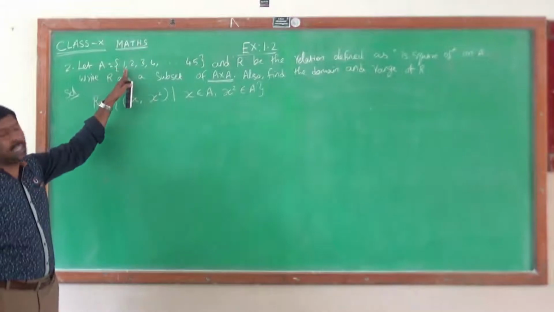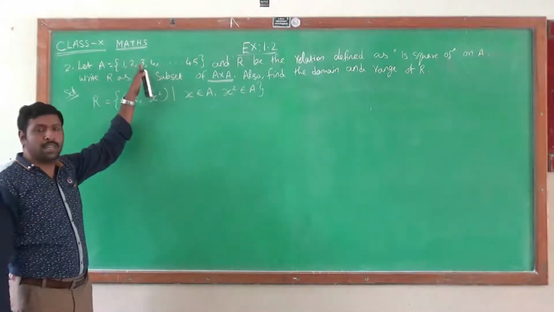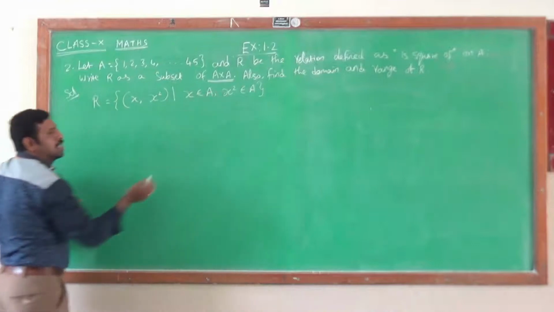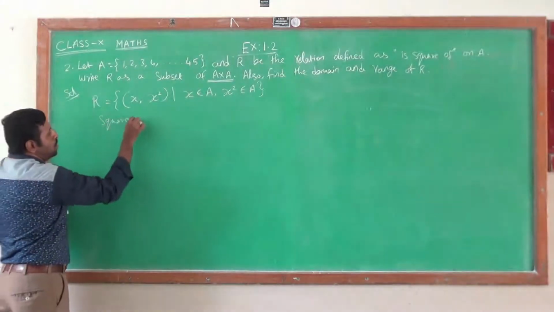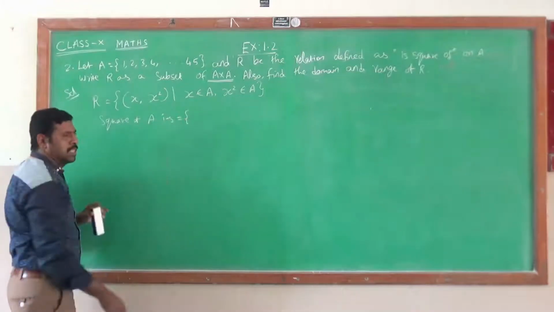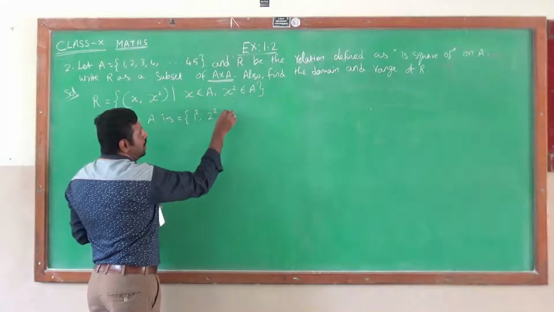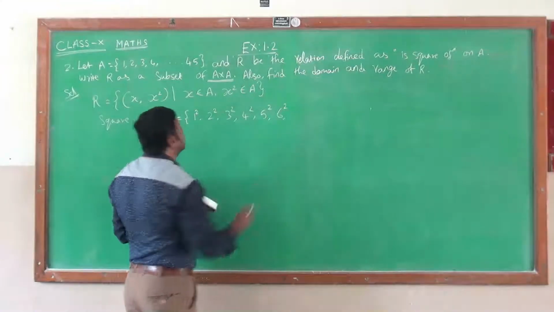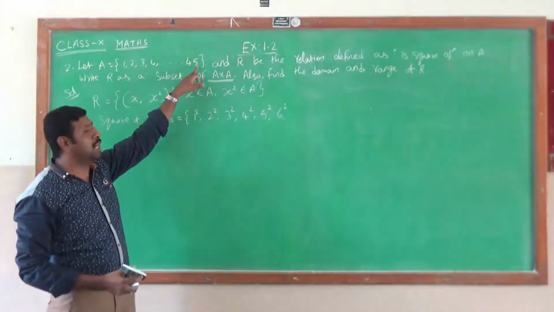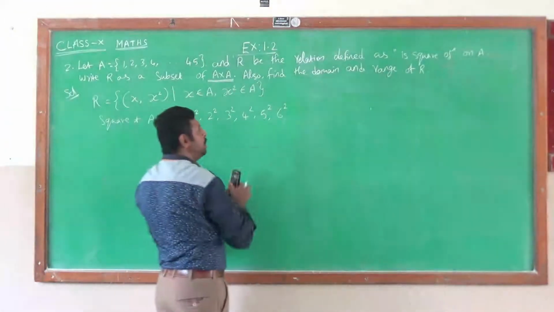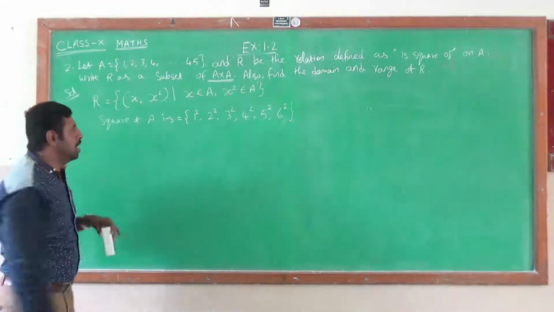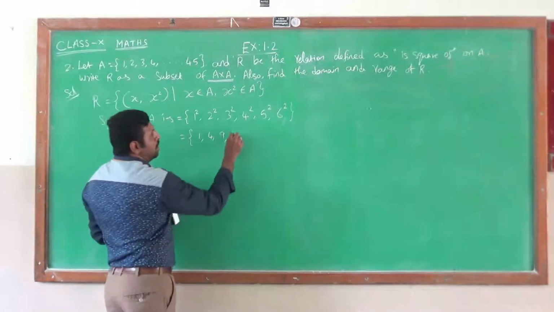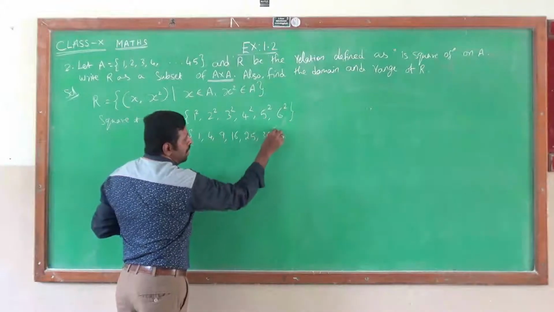Now A has the elements 1 up to 45. If we square, we get 1 squared, 2 squared is 4, 3 squared and so on. Let me write the squares of the elements: 1 squared, 2 squared, 3 squared, 4 squared, 5 squared, 6 squared, and 7 squared is 49, right? But here we have only numbers up to 45, so 7 squared is not possible. We go only up to 6 squared. These can be written as 1, 4, 9, 16, 25 and 36.